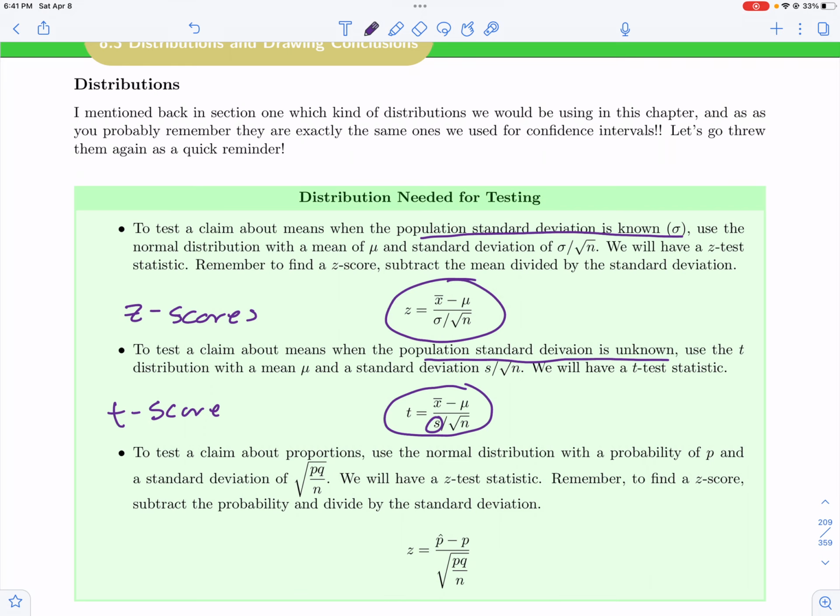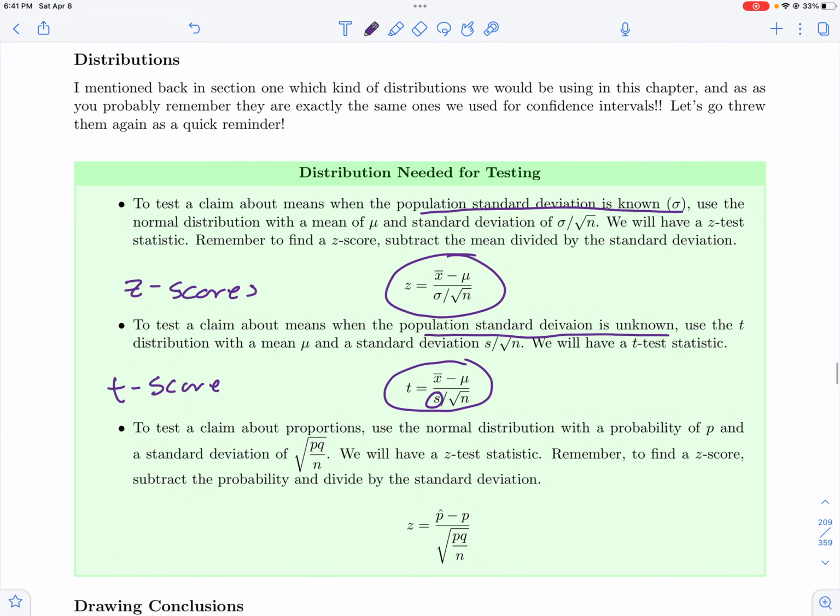And then finally, our last one is testing a claim about proportions using our normal distribution. And so if we remember, we had our standard deviation was written this way last time with P and Q inside the square root all divided by N. And so these also went back to zebra scores.